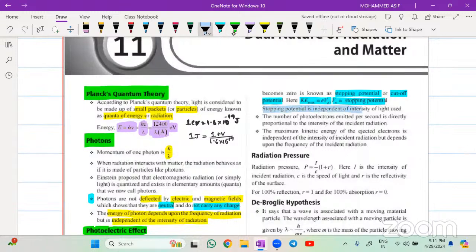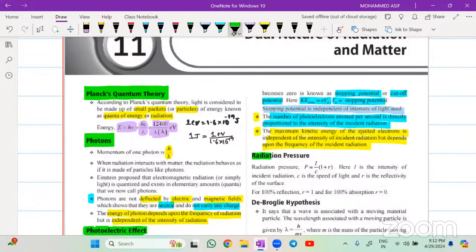Stopping potential is independent of the intensity of your light. Clear? The number of photons emitted per second is directly proportional to the intensity of radiation. And the maximum kinetic energy of the ejected electrons is independent of what? This is also very important, beta. The maximum kinetic energy of the ejected electrons is independent of the intensity of radiation, but depends upon what? The frequency of incident radiation. इस point को आप लोग अच्छी तरह से पढ़ना.